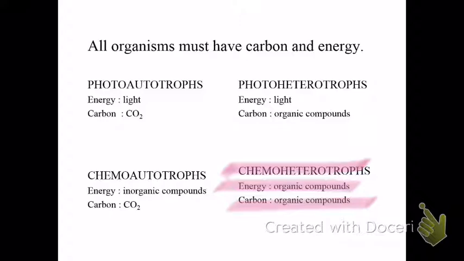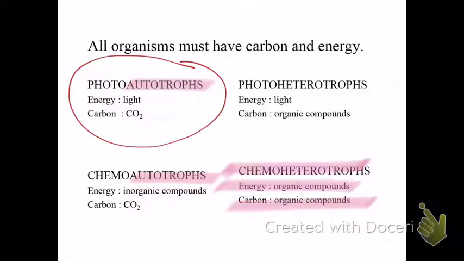An autotroph means that they do make their own food. So plants and algae are photoautotrophs. They use light to make their own food. Chemoautotrophs use a chemical to make their own food, an inorganic compound.